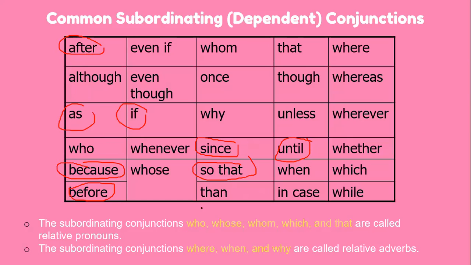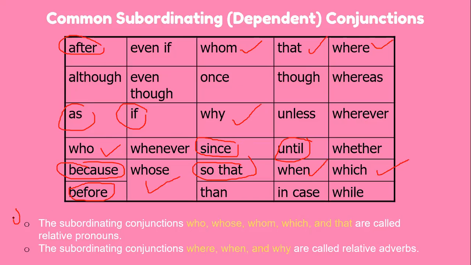Okay. Other subordinating conjunctions are like who, whom, where, that, when, which, for example. Okay, why, also, whose. So all of these in the table are subordinating conjunctions, but the most used are the ones that I checked, the most used for your grade. After, as, if, who, because, before, whose, since, so that, whom, why, until, which, when, where, and that.